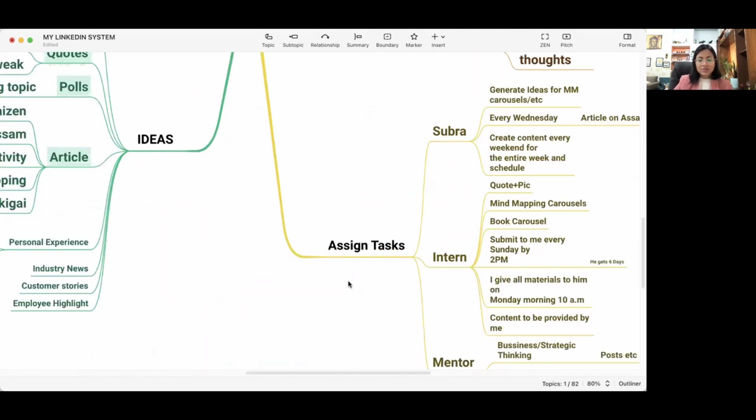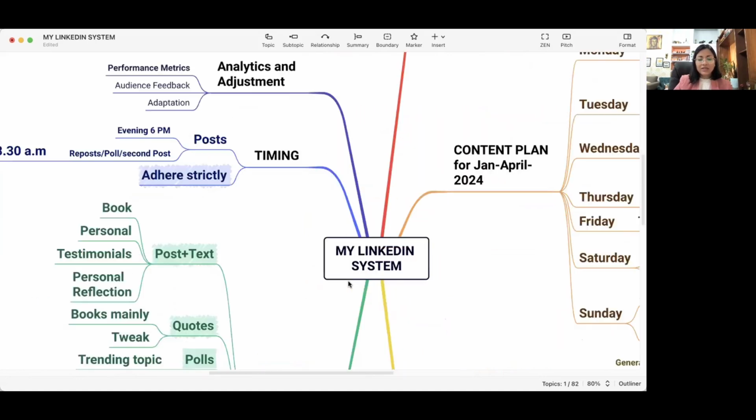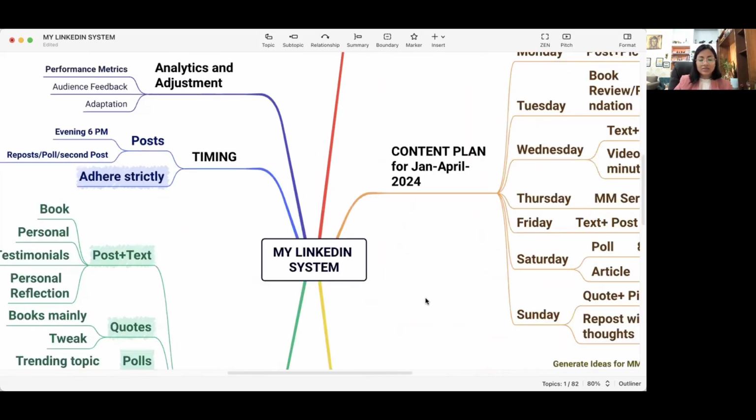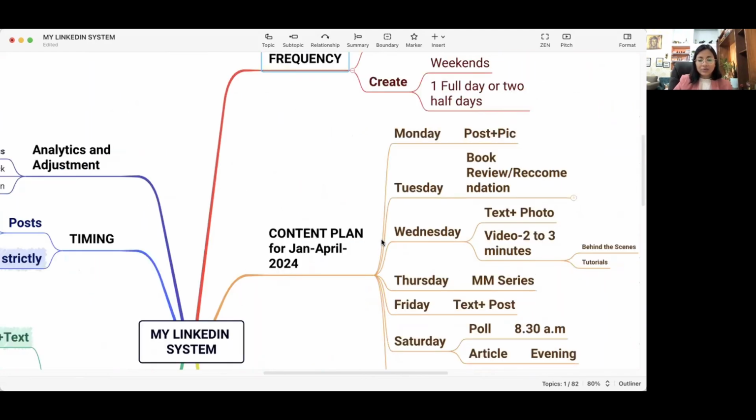So if you see, this is a simple mind map, but it's a complete foolproof blueprint of how my LinkedIn system is going to work for the next 2 or 3 months. And then you say, okay, this I'm going to change here. This Wednesday text plus photo is not working, so I'll just change it to a video maybe.